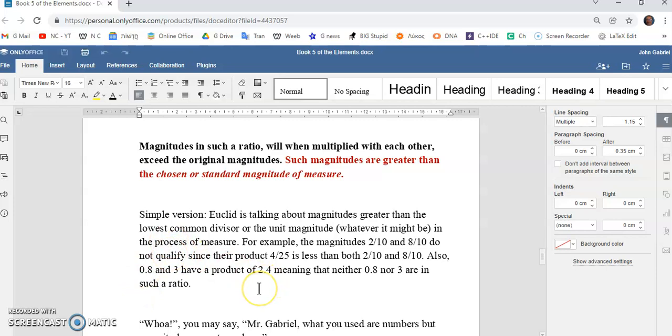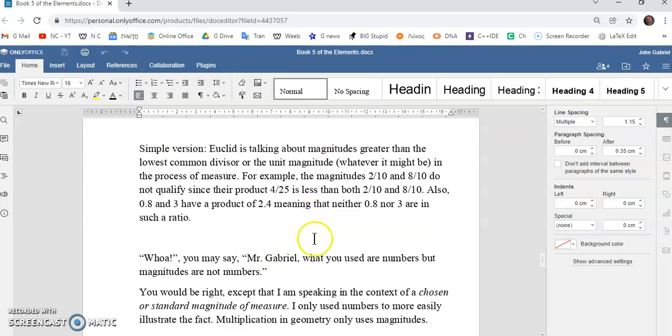Euclid is talking about magnitudes greater than the lowest common divisor, or the unit magnitude, whatever it might be, in the process of measure. So, for example, the magnitudes 2/10 and 8/10 do not qualify, since their product 4/25 is less than both of them, right? Also, 0.8 and 3 have a product of 2.4, meaning that neither 0.8 nor 3 can be in such a ratio.